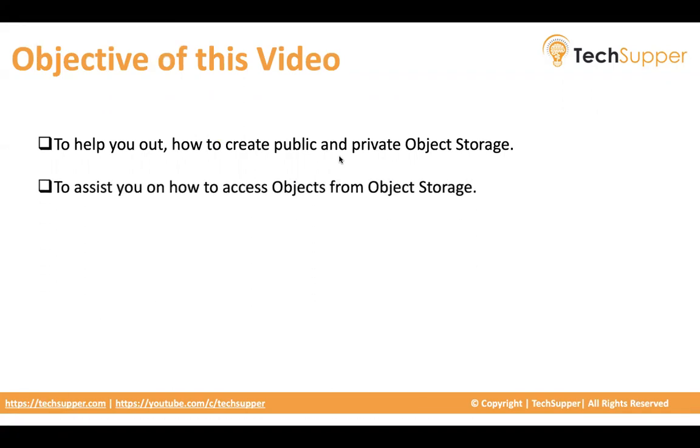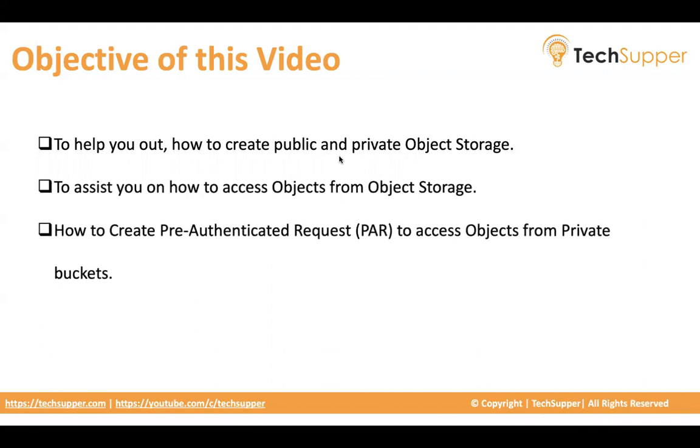I will also show you how to access objects from object storage and how to create a pre-authenticated request, called a PAR file, to access objects from private buckets. OCI allows us to create public and private buckets. If you have a private bucket, you cannot access it directly. To access the objects under the private bucket, you have to create a pre-authenticated request, which will be valid for a time period, and you can access any object from that object storage.